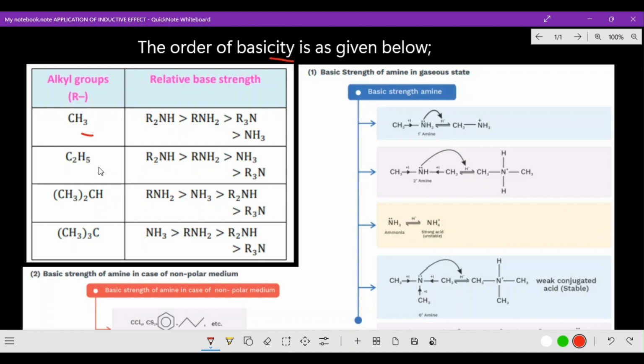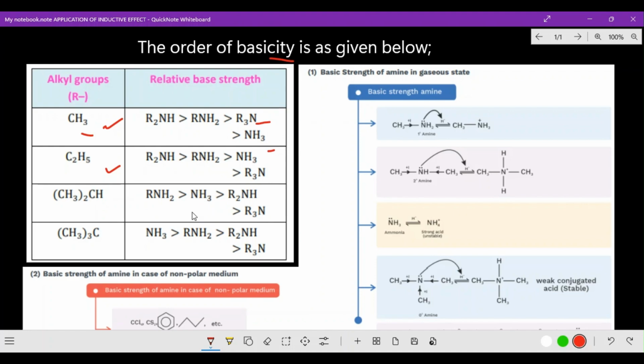Okay, now the second one, the ethyl group, the same idea: R2NH is greater than RNH2, which is greater than NH3, which is greater than R3N. Please remember, what is the difference between methyl and ethyl? You see, where is the difference here? While solving the sums, you will get the clarity.